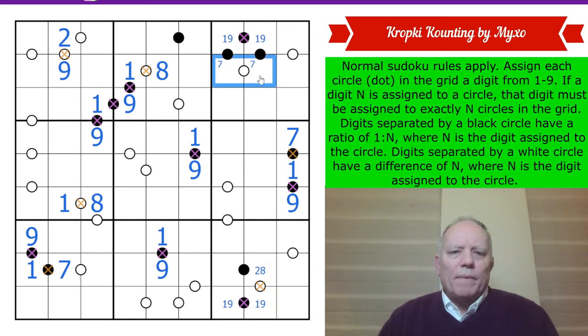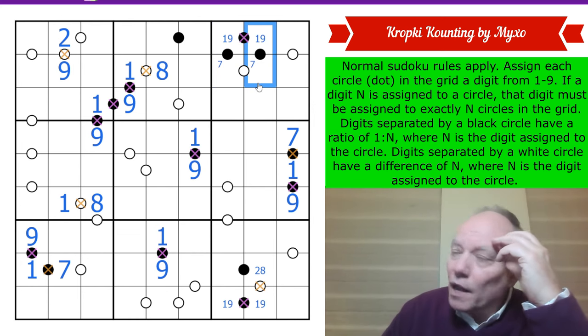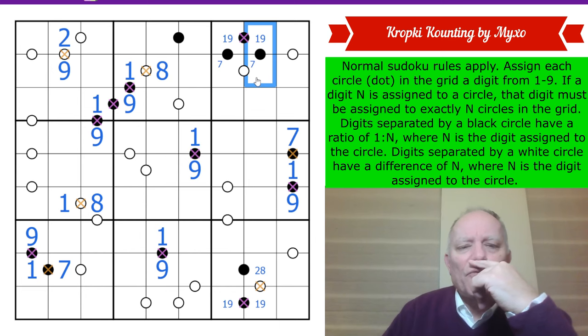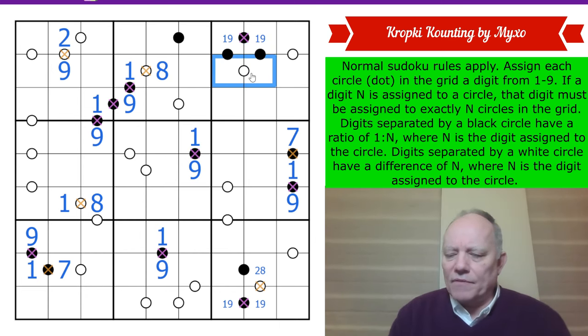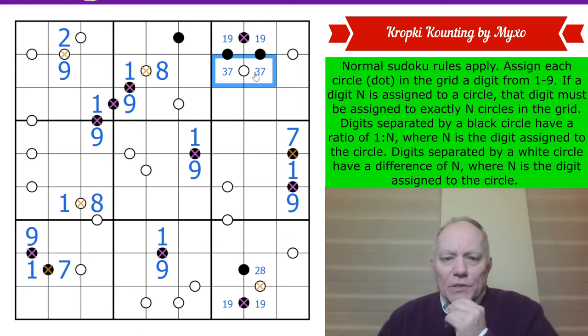Now, what's going on up here? Whichever of these black dots isn't the 1-7 has got a 9 on it that can't go with a 1. The only digit divisible by 9 that isn't 1 or 9 is a 3. So that actually is a 7-3 pair. And one of our black dots here is going to become assigned a value of 3 for a 9-3 ratio. And this white dot is going to be assigned a value of 4.